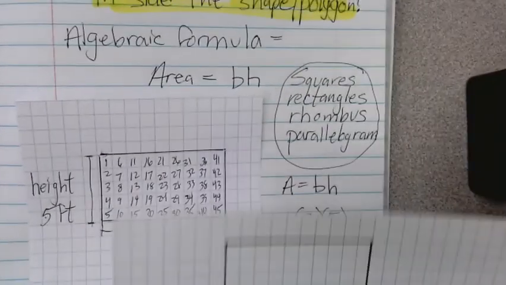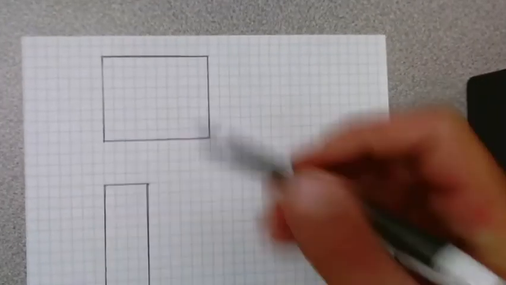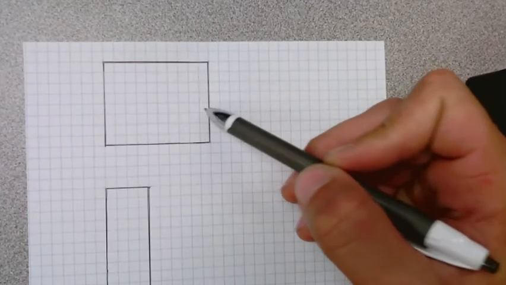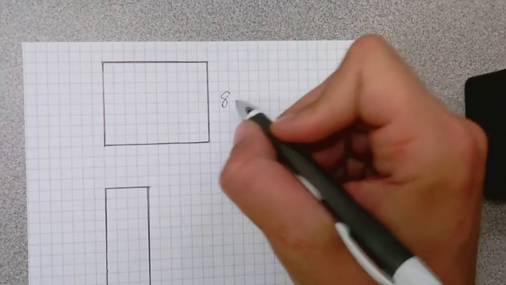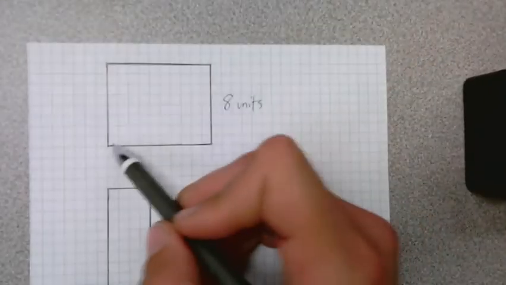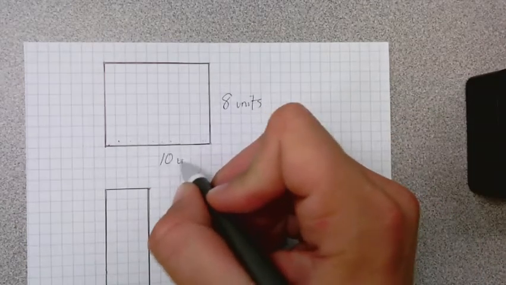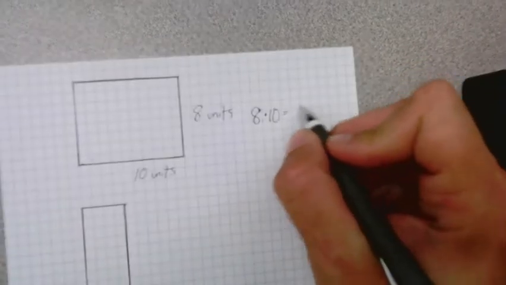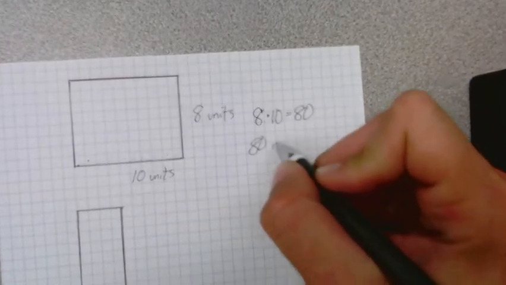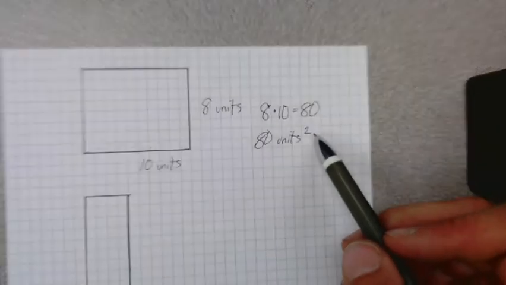Get a piece of graph paper, and you are going to create a couple of these. Count here, 1, 2, 3, 4, 5, 6, 7, 8. That has a height of 8 units. 1, 2, 3, 4, 5, 6, 7, 8, 9, 10 units here. 8 times 10 equals 80, so 80 units squared. The squared is very important.